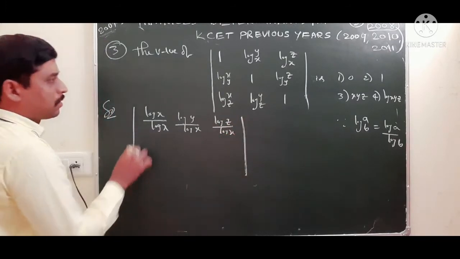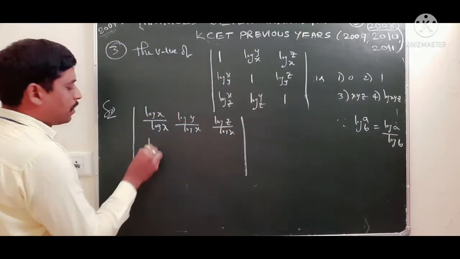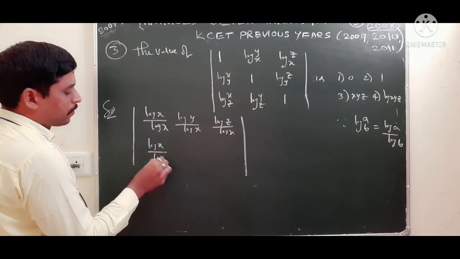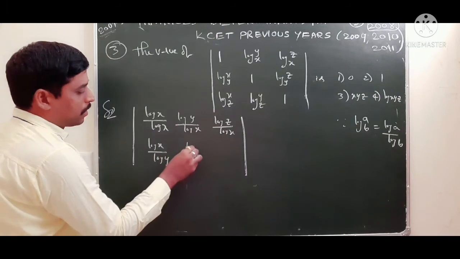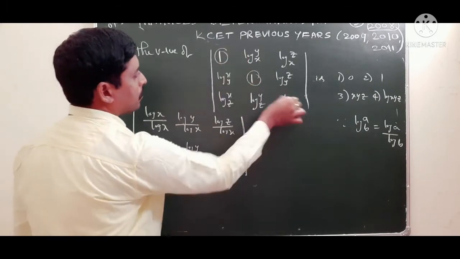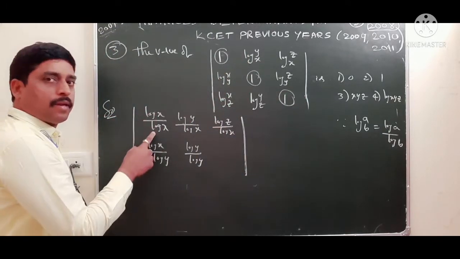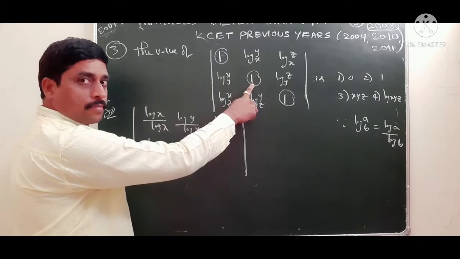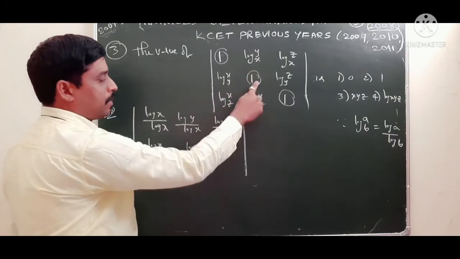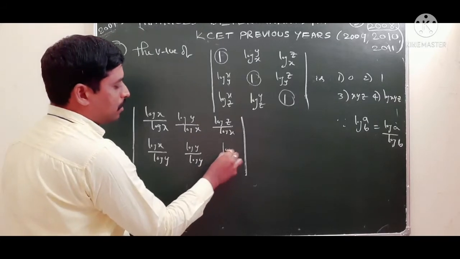In the second row also the same: log X base Y, according to this formula, is log X by log Y, right? And 1 is written as log Y by log Y. So the first row, first column element is log X by log X, and the second row, second column element 1 is replaced by log Y by log Y. So like this, it is log Z by log Y.